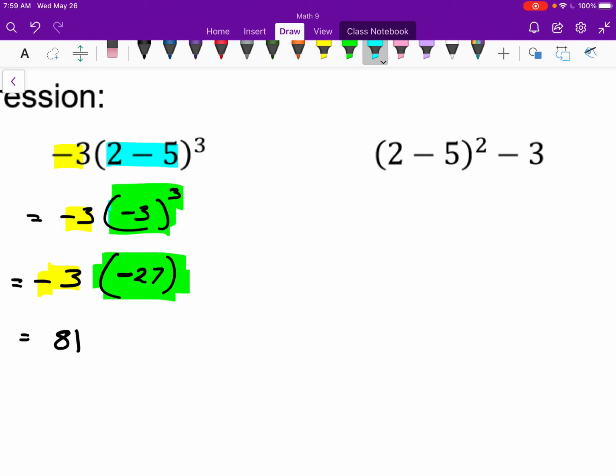That said, same first few steps. First, what's 2 minus 5? Negative 3. Negative 3 squared this time. So now I have positive 9. But all this I'm subtracting 3 from. So again, in this case, that negative 3 is not a coefficient. It's just subtract 3. And so 9 minus 3 is obviously 6.